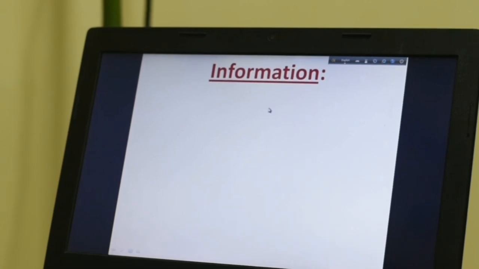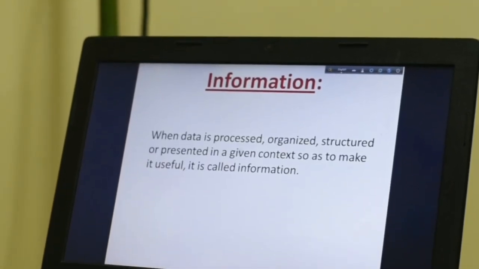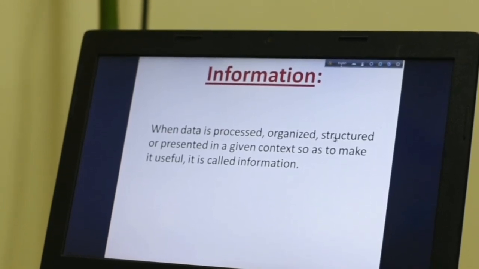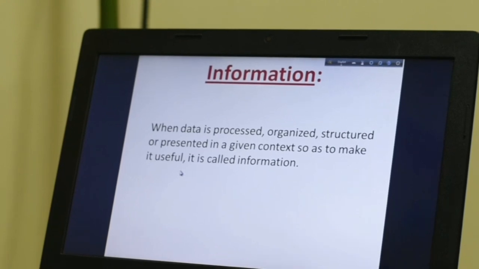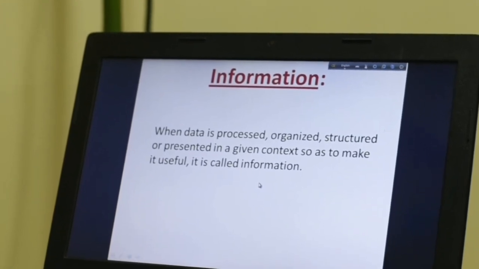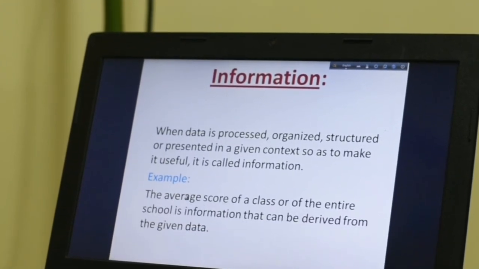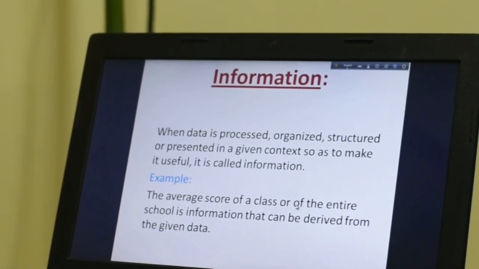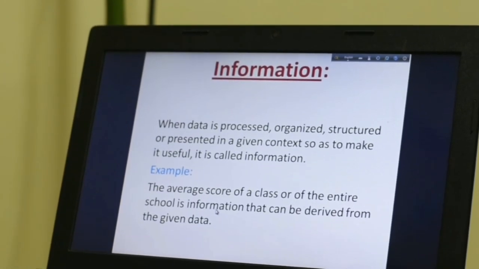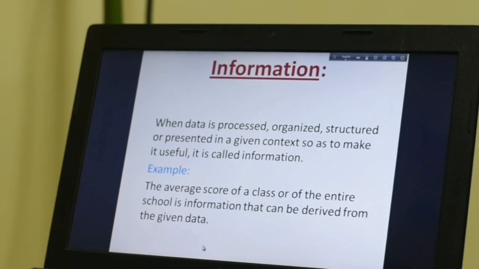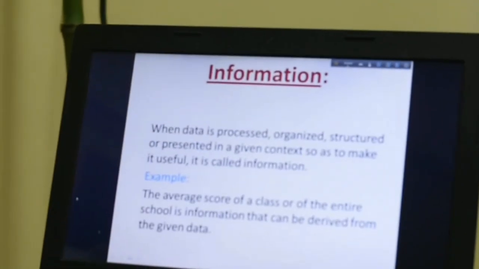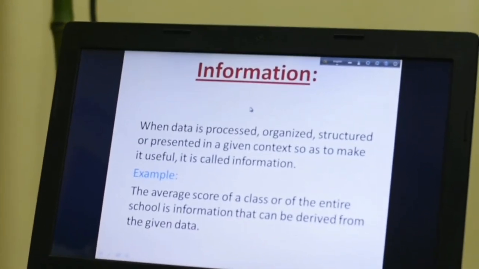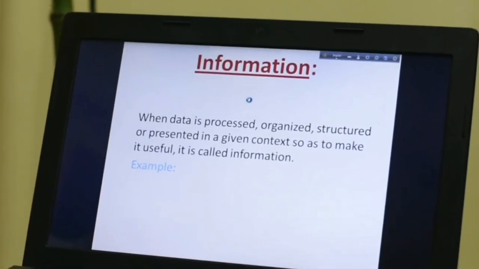Later on, what is information? If the data is processed, organized, structured, or presented in a given context so as to make it useful, it is called information. For example, the average score of a class or of the entire school is information that can be derived from the given data. Okay, this is all about data and information.